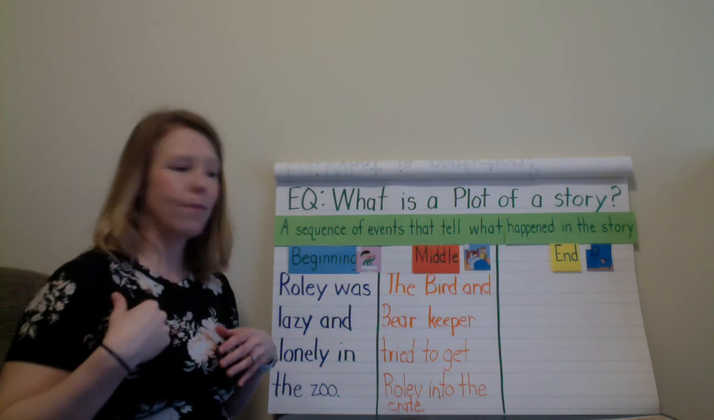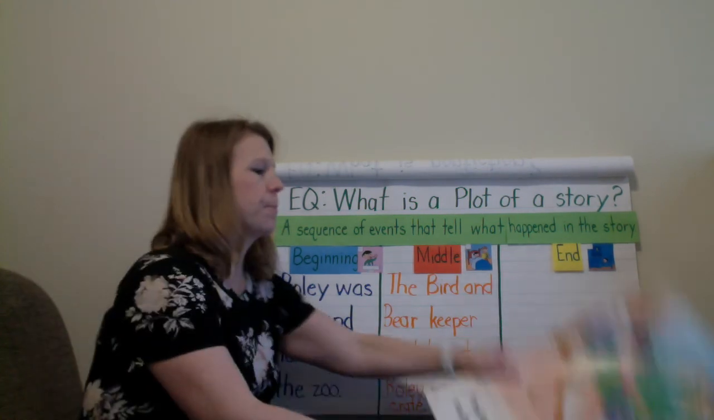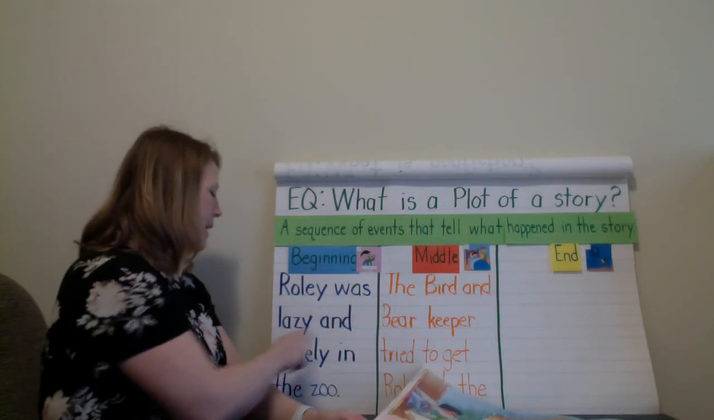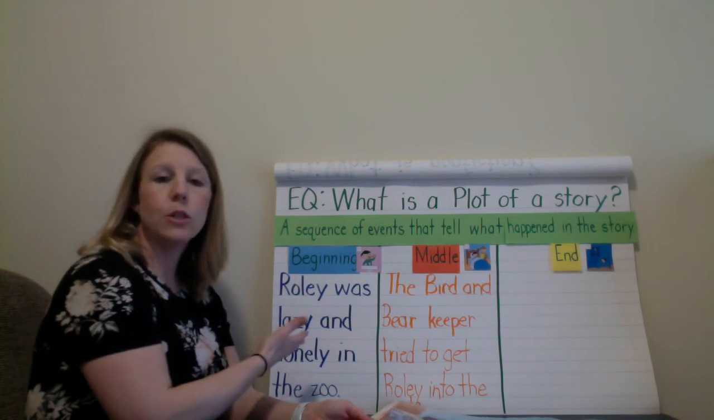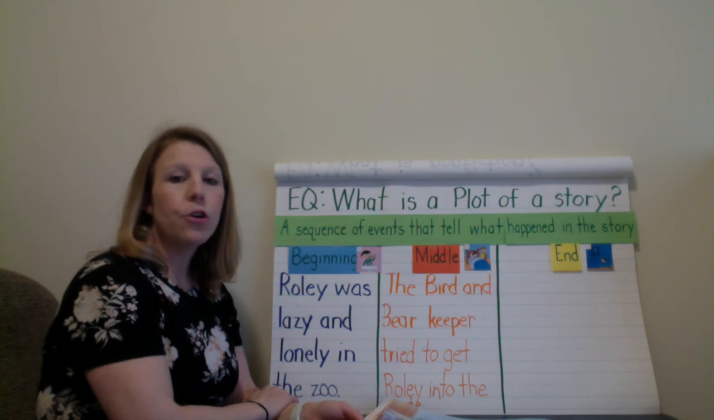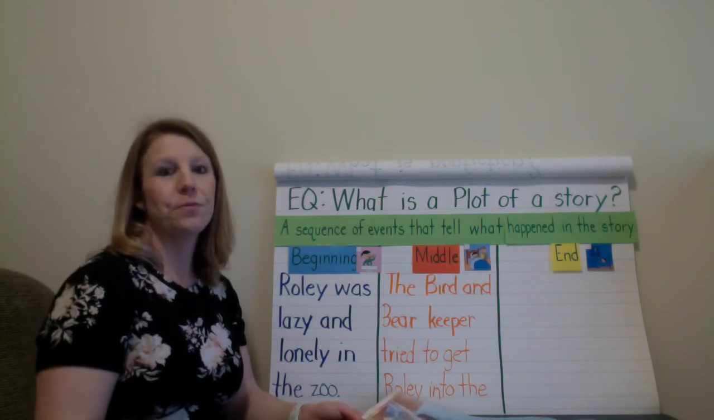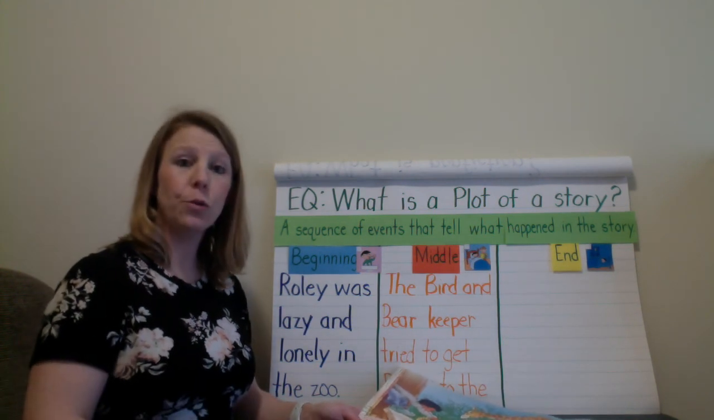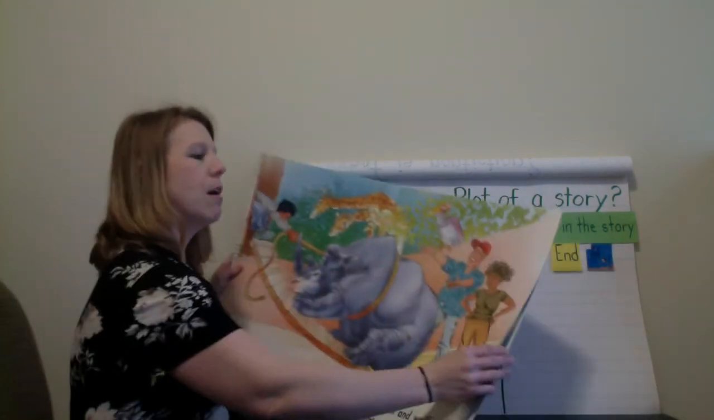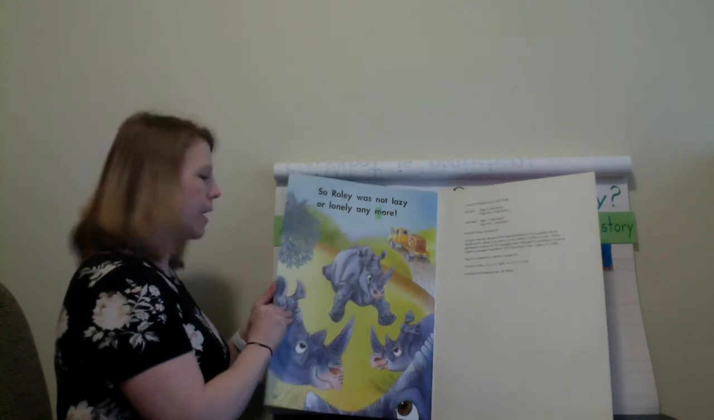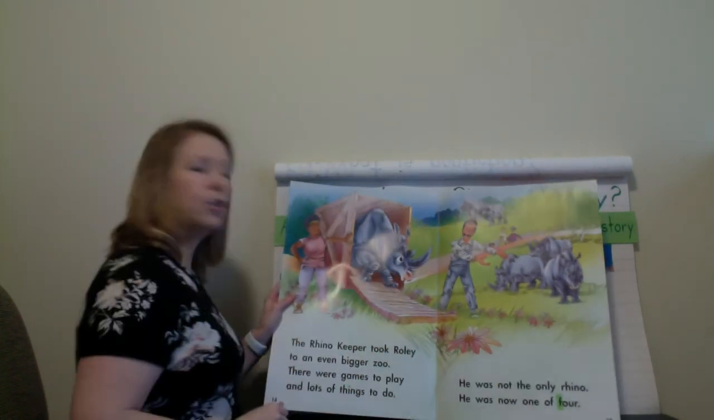And then we want to try to find something from the end. So what happened at the end of the story? We know that Rolly was lazy and lonely in the zoo. That was in the beginning. Then the bird and bear keeper tried to get Rolly into the crate. What happened at the end? If you said something along the lines that Rolly was taken to a new zoo, you would be correct. Because, if you remember, he wasn't lazy and lonely anymore. He wasn't the only rhino because he was taken to a new zoo where there were more rhinos.